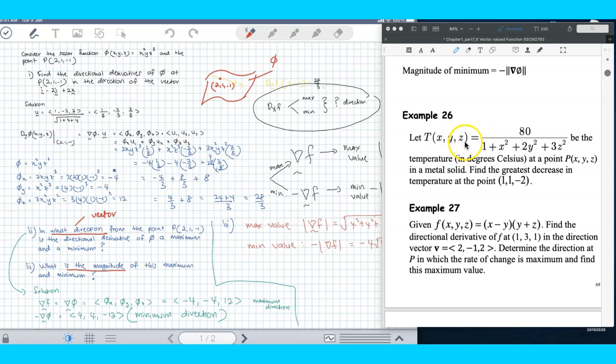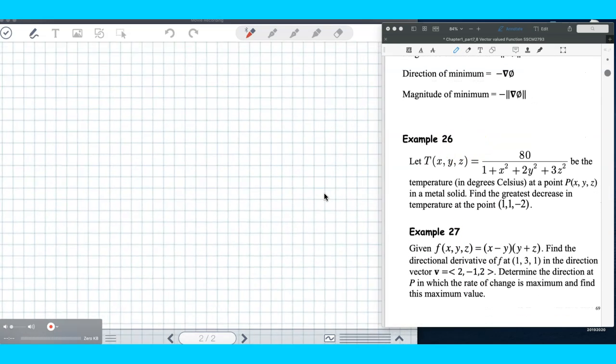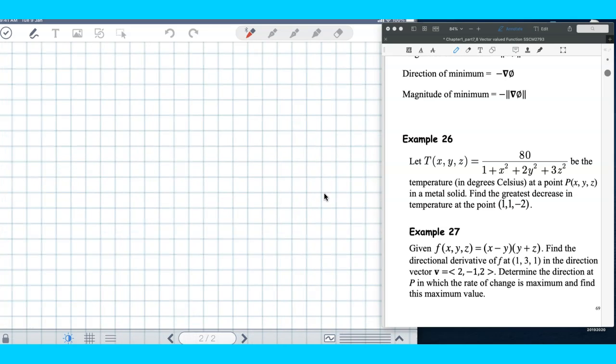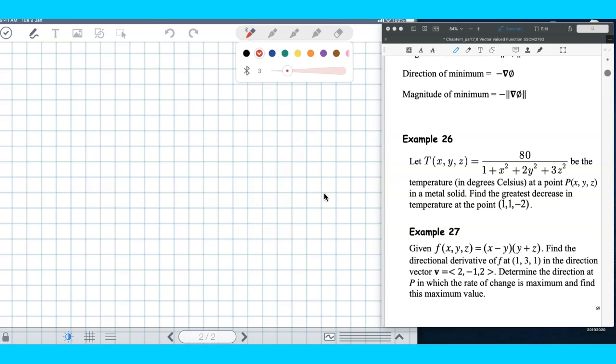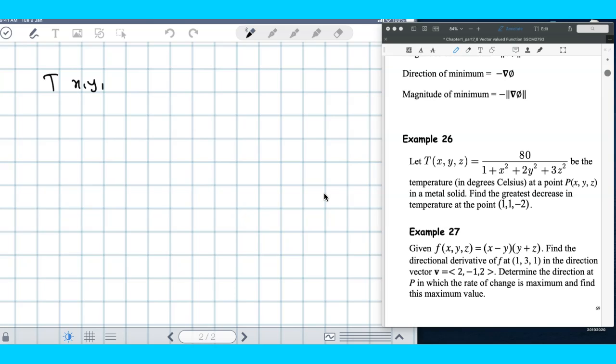Here we have examples 26 and 27. So what is inside example 26? We are given the function T in terms of x, y, and z: 80 over 1 plus x squared plus 2y squared plus 3z squared. It gives the temperature in degrees Celsius at the point P in terms of x, y, z.